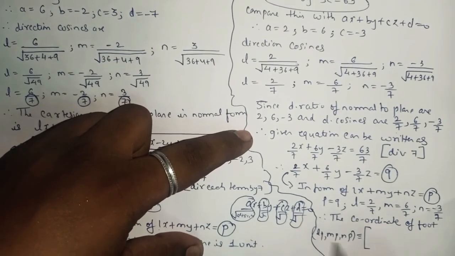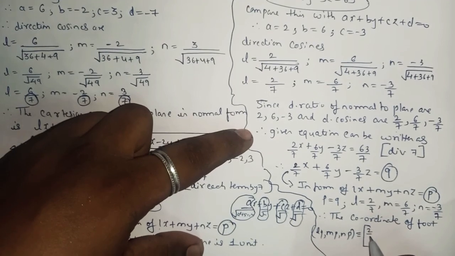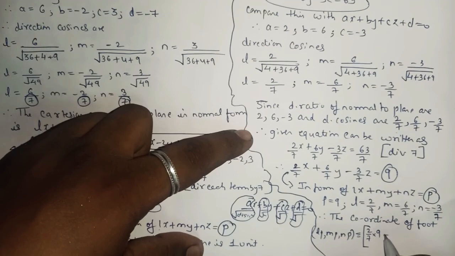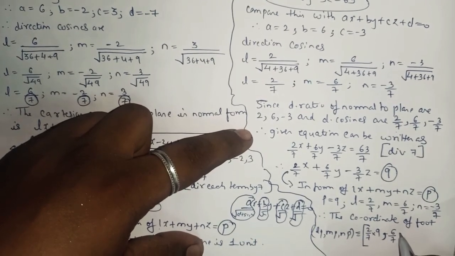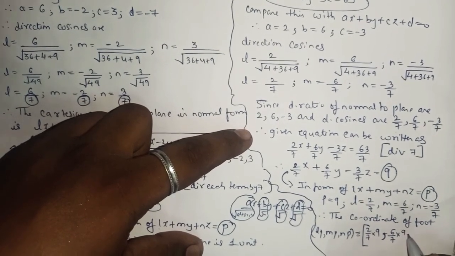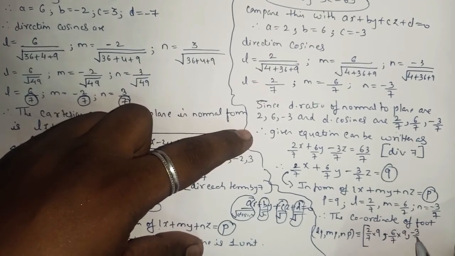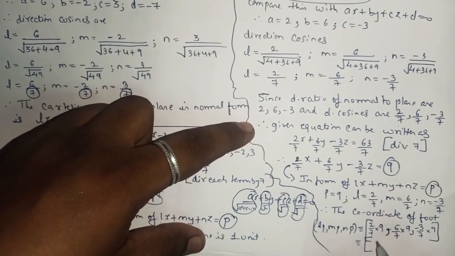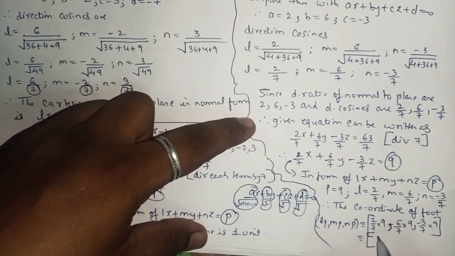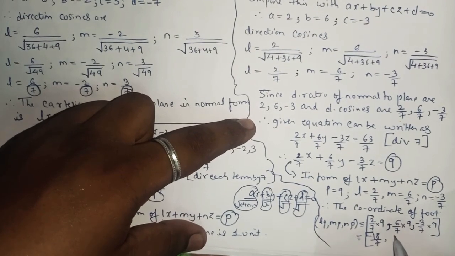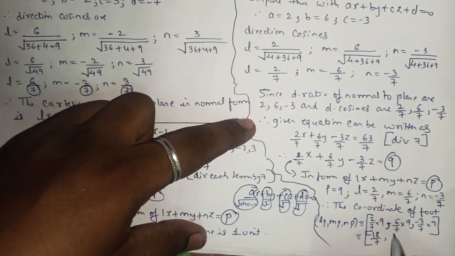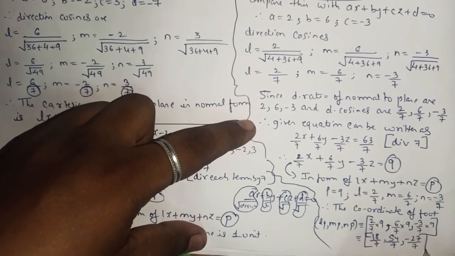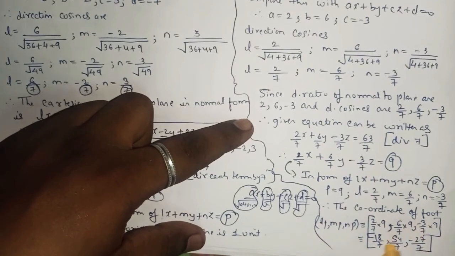Okay, so simply substitute the value. L is what, 2 upon 7 into P is what, 9. Okay, 6 upon 7 into P is what, 9, minus 3 upon 7 into 9. So therefore the final step will be what? This will be 18 upon 7, 54 upon 7, and minus 27 upon 7 is the what? The coordinate of the foot.